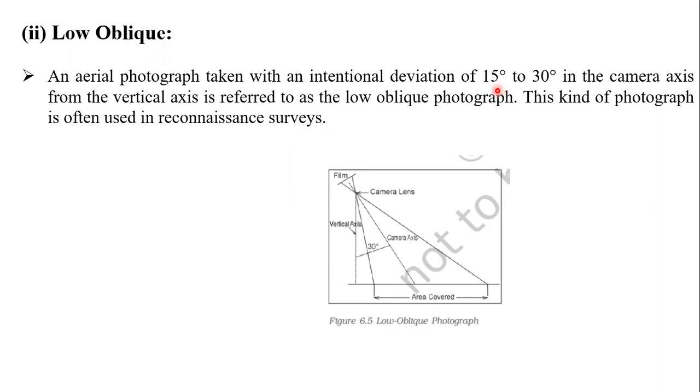Low oblique means there is some intentional deviation, students. This is not accidental. We take it intentionally. That means with our knowledge, we bend the camera beyond the axis. We'll take around 15 to 30 degrees from the vertical axis, and then we can get the low oblique photograph.